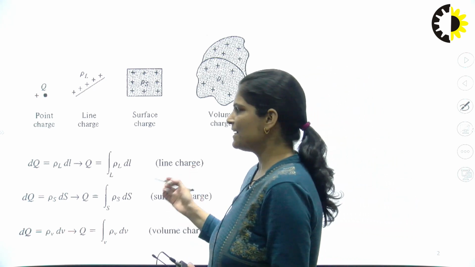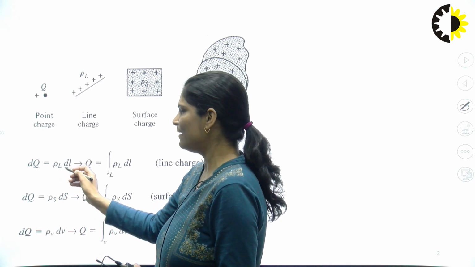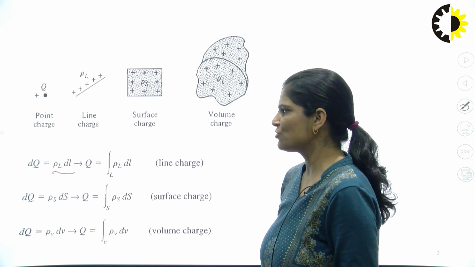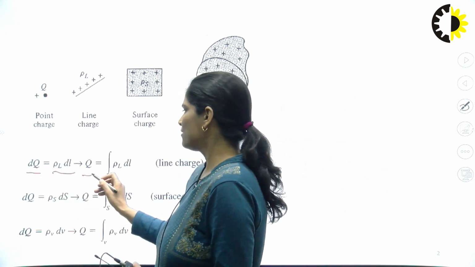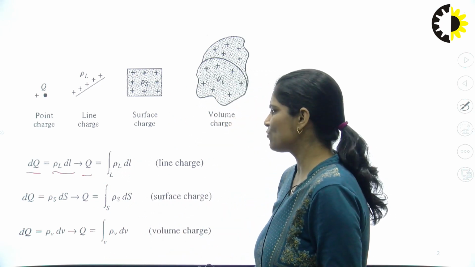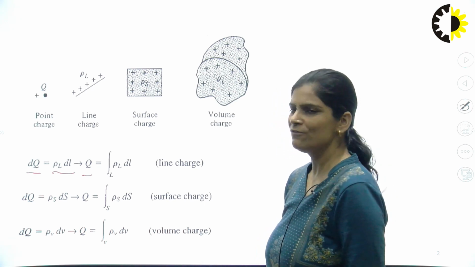In the case of line charge, the differential charge on the line is rho L dl. It is the representation of dq. Now, if you want to find the charge here, it is the integration of rho L dl. So, this is the case of differential charge, and you can find the charge in case of line charge.